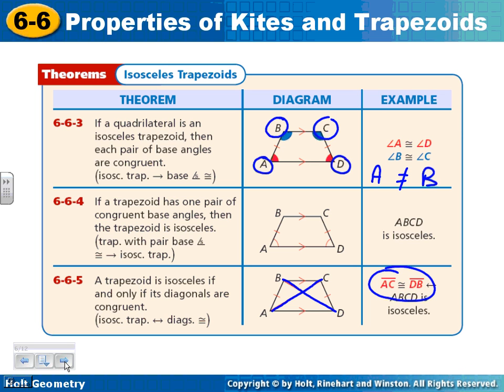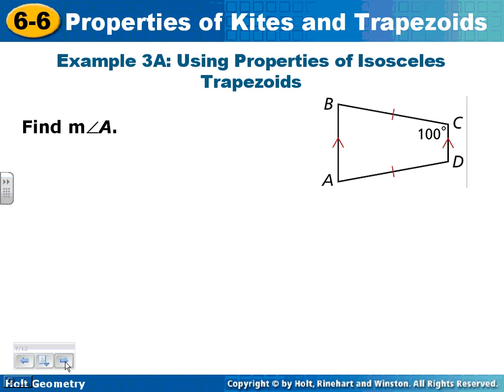Let's work on some examples. Find the measure of angle A. Well, this trapezoid is really turned on its side. You see the parallel here and parallel there, and yep, it's isosceles. Well, if angle C is 100, that means angle D is 100. Well, remember supplementary. Supplementary would be angle B is 80, which would tell me that angle A is also 80. So my answer is 80 degrees.